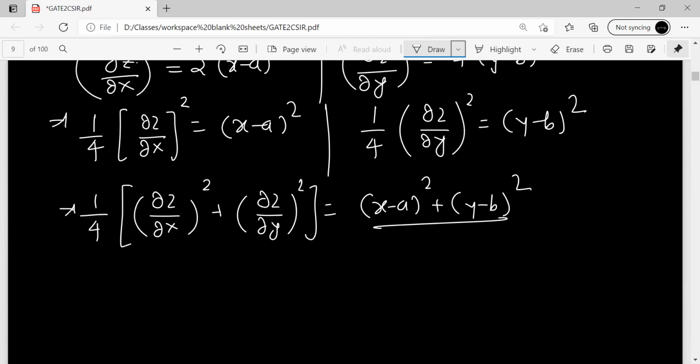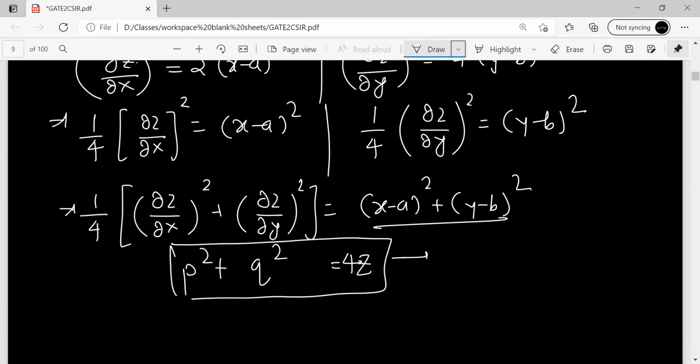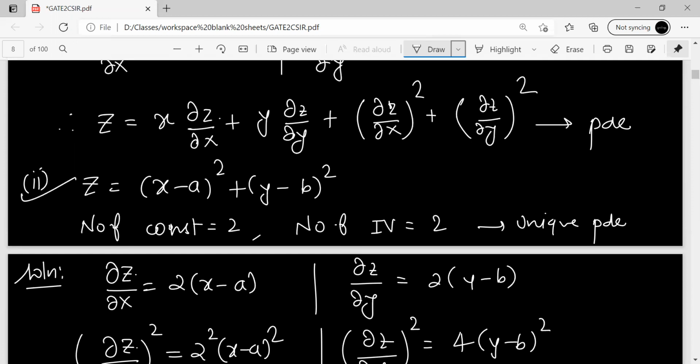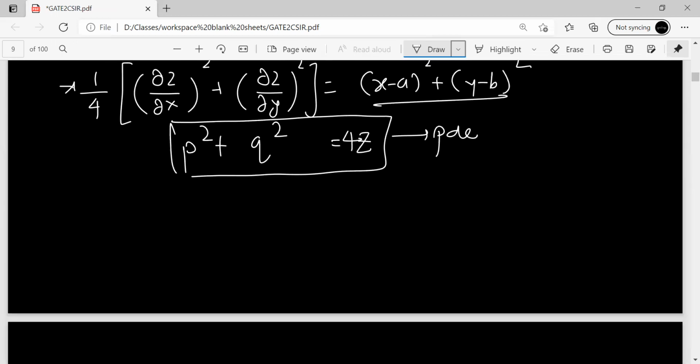Well, this is nothing but my set. So I'll take this 4 here and write down this to be p square, and I'll write down this to be q square. So this is my PDE, which is free of all the constants, and it is unique. So we got it. Similarly, you can think of solving many things. So let's take one more.